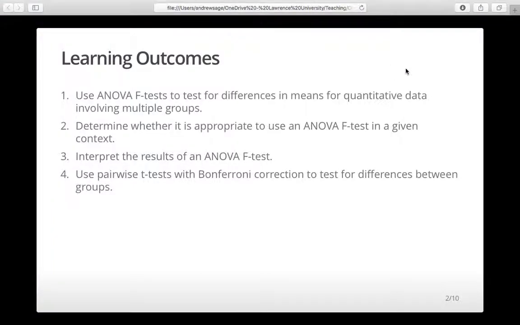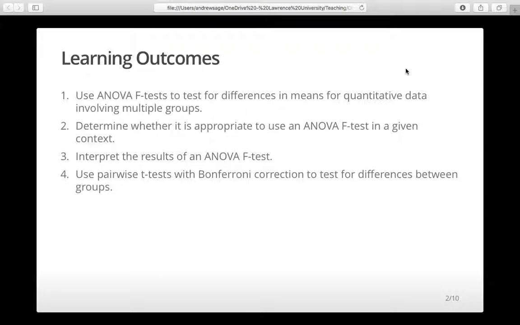In this video, we'll talk about how to analyze quantitative data when we're comparing more than two groups. We've previously seen how to use t-tests to compare two groups with quantitative data, and now we'll extend this to a more general ANOVA F test to test for differences when we have more than two groups.